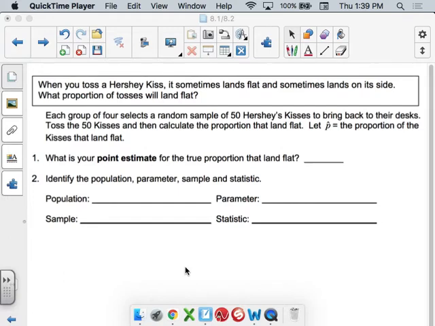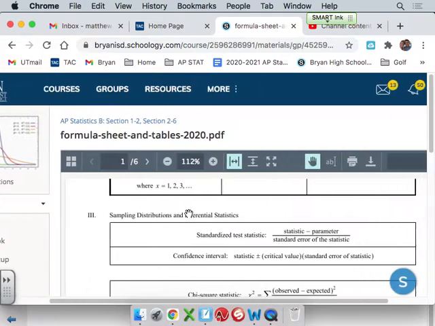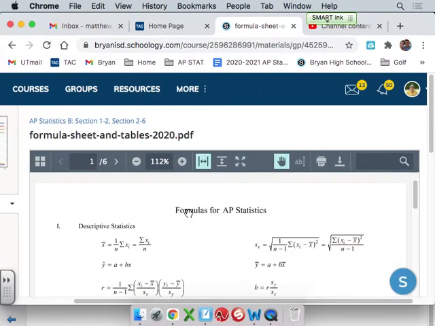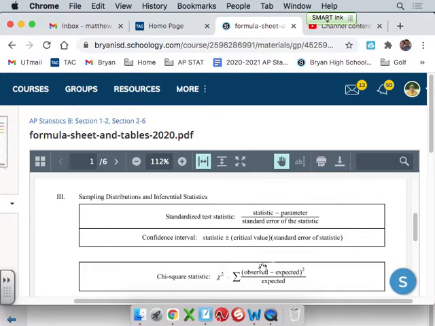Let's do these other notes where we're going to do an example. We're going to do a couple different examples of calculating a confidence interval. So on the formula sheet, on the front page at the bottom, it has confidence interval equals statistic plus or minus critical value times standard error. So we're going to talk about what this is.